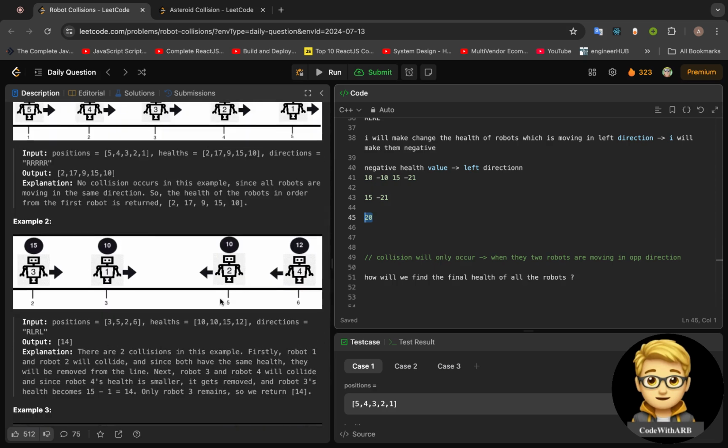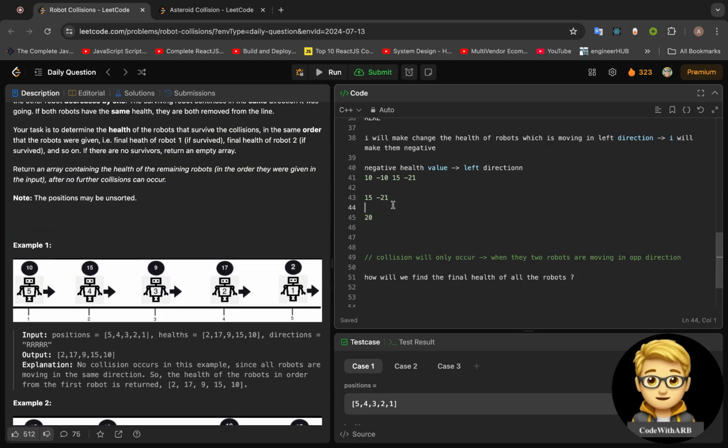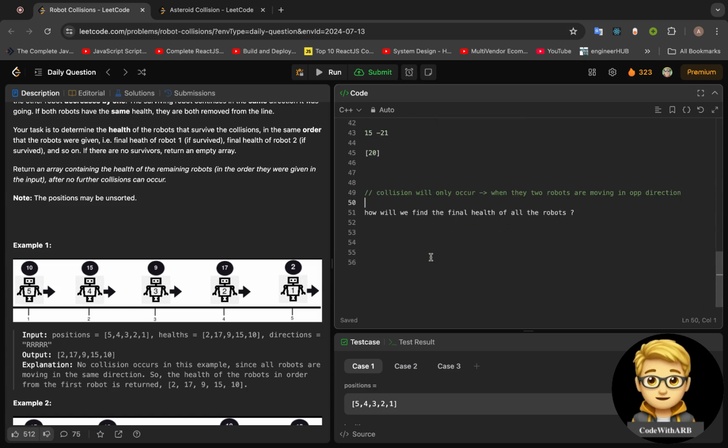That ultimately the answer is 20 here, as the question was given. So the first thing is we need to see which two robots are colliding. We need to definitely know which two robots are colliding. So basically what we need to do is find pairs of robots for sure.